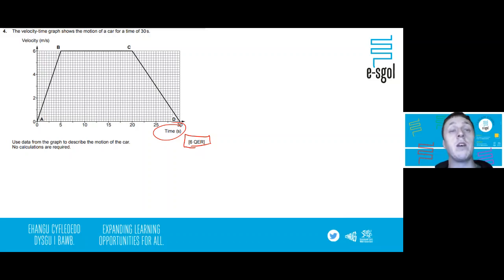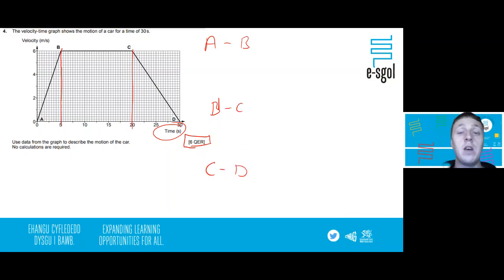So hopefully you see there are 3 different sections to this answer. We could break this down into the A to B section, B to C, and C to D. So we can approach it in that style. Remember, for 6 mark questions, we avoid the bullet points and we write an extended reasoning.